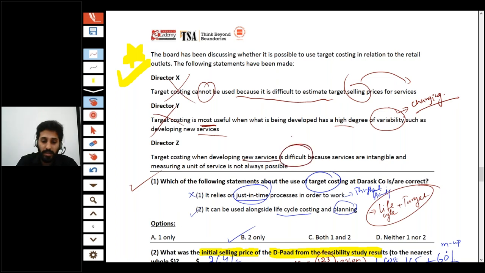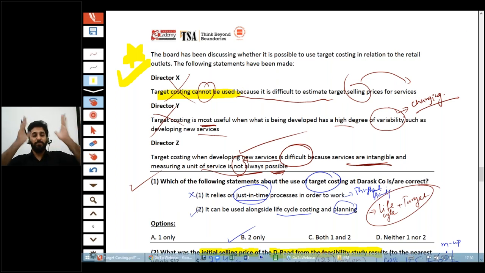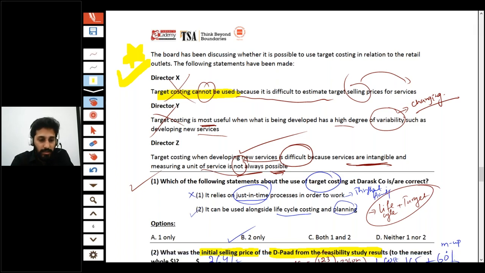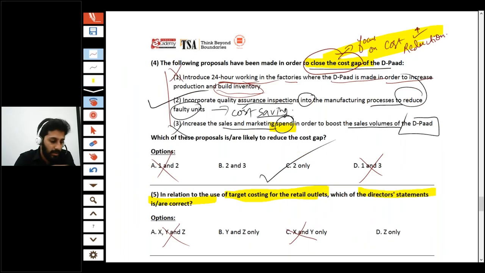Yes, he's saying difficult because services are intangible and not always possible. He's correct, but he's saying that it cannot be used. He's giving the absolute statement, and this does not make sense. So Director Z is right. That's the only one. All right.